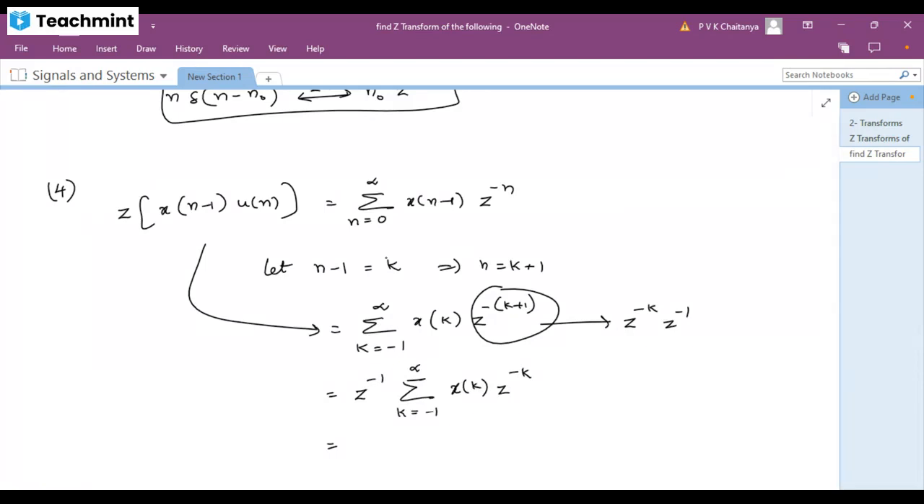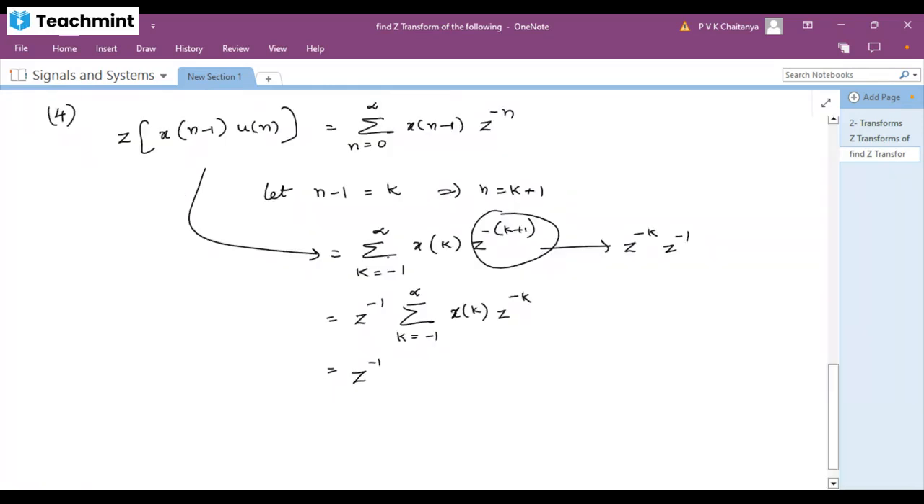So if I want to write it as X of z, for that what will we be doing? I will be writing this as, if k is equal to minus 1, I will be getting x of minus 1 into z power minus or minus 1, plus summation k is equal to 0 to infinity x of k z power minus k. Is that okay? So summation k is equal to minus 1 to infinity. So the minus 1 term I am writing separately, and the remaining summation I will have from 0 to infinity.